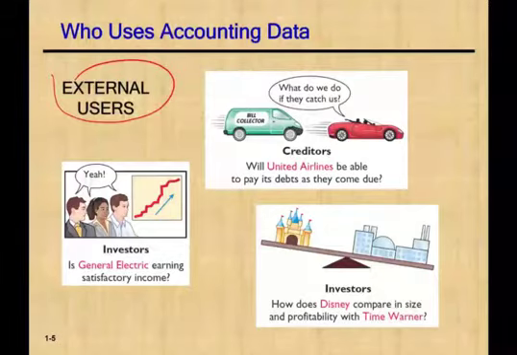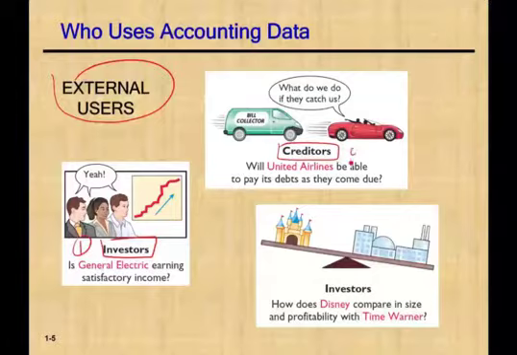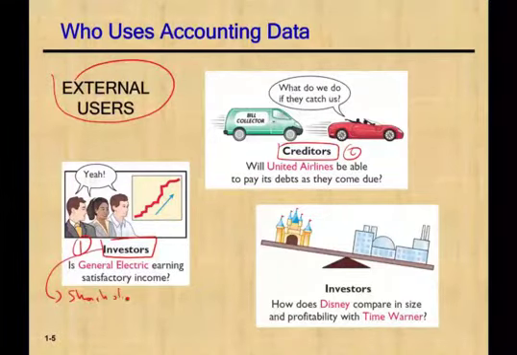But as far as we're concerned, we're interested in two different external users, and those are investors and creditors. Those are the most important two users. One is investors and two are creditors. Now we need to define what they are and why they are important. Investors are also called shareholders. They could be called stockholders.